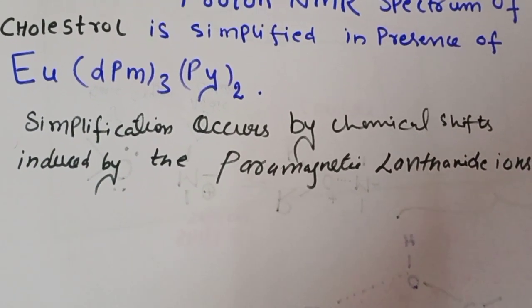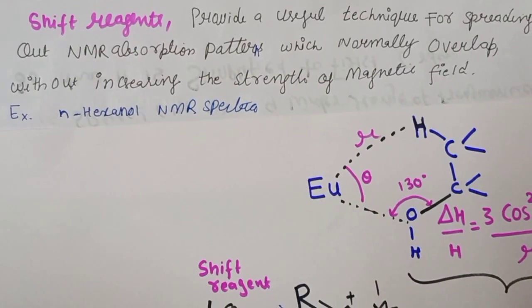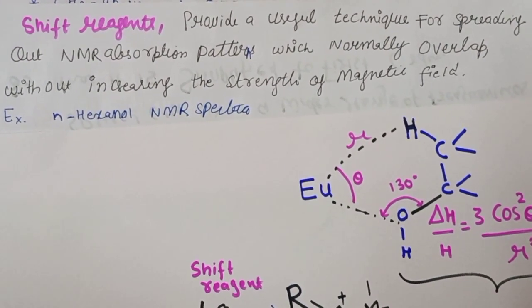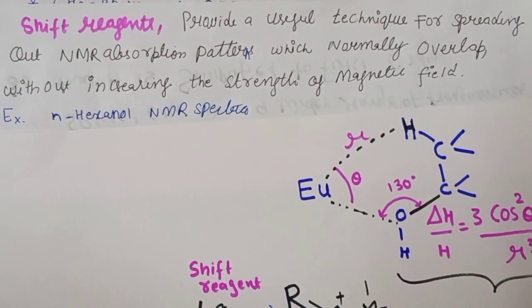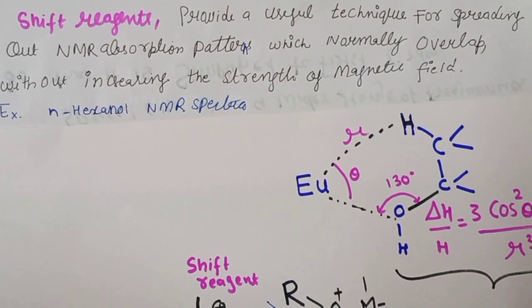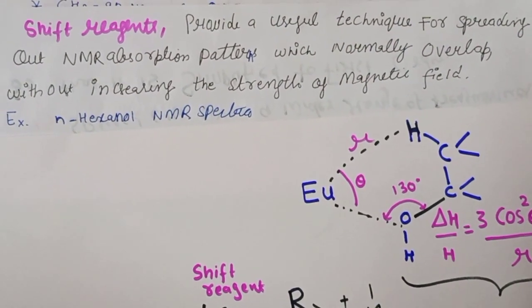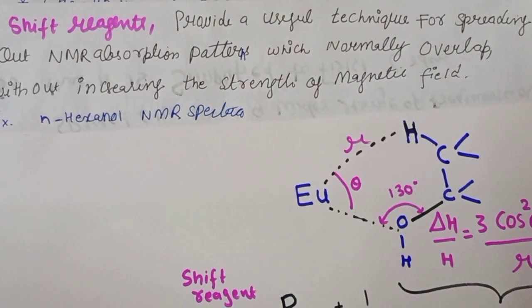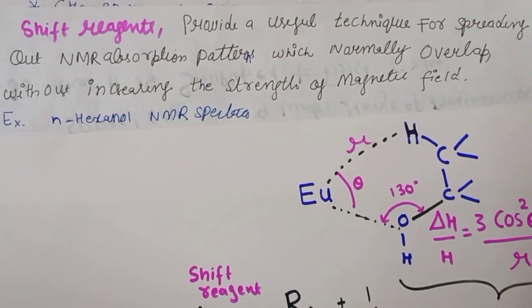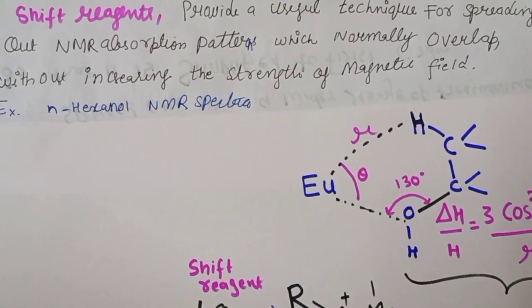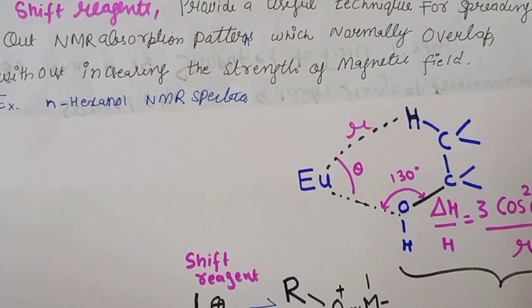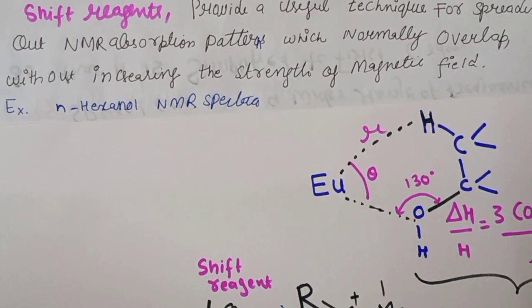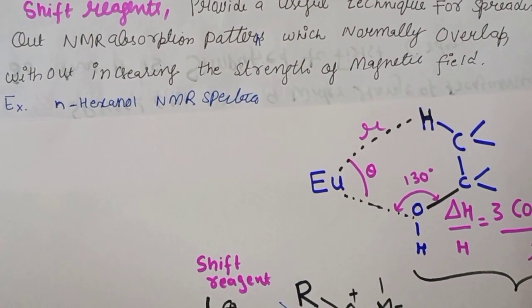It provides a useful technique for spreading out the NMR absorption patterns which normally overlap, without increasing the strength of the magnetic field. Means if we are using the shift reagents, we don't have to extend the strength of the magnetic field. If we are recording the NMR spectrum at 100 megahertz frequency, we don't need to extend the frequency or our magnetic field. Now let us see the example of n-hexanol and its NMR spectra in CCl4.